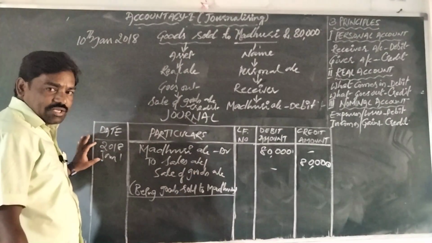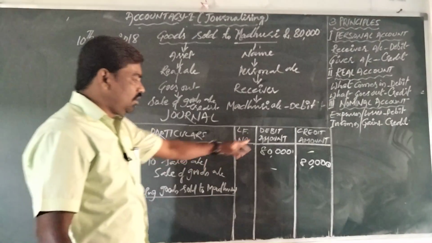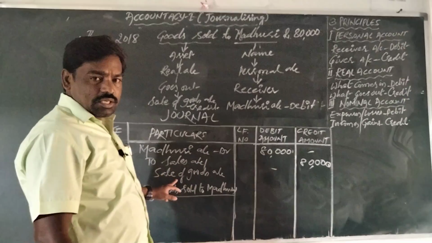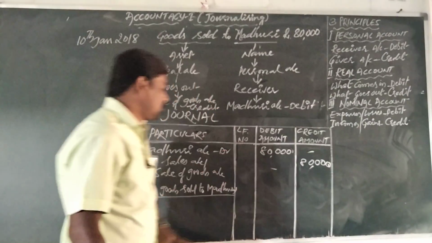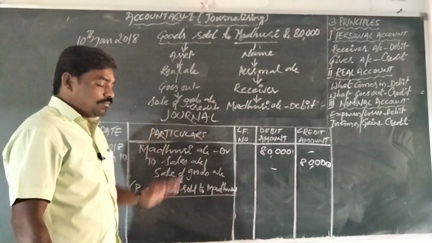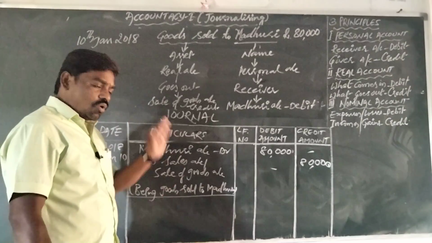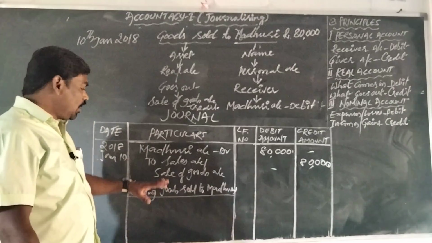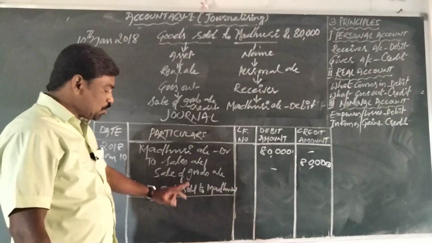In the date column, write January 10th. On January 10th, Madhuri account debit, in the debit column amount 80,000, to sales account, or we can write sales of goods account. Both are accepted. Anyone you can write here, rupees 80,000. And one more point to keep in your mind: sales account always comes on the credit side of the entry. Keep this point in your mind. It is very, very important. After that, you write: being goods sold to Madhuri.